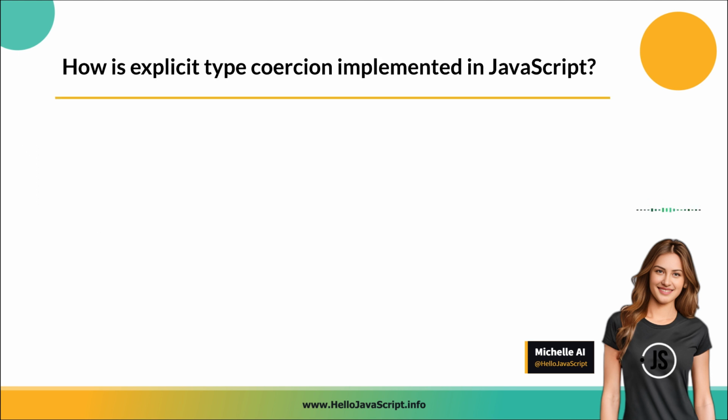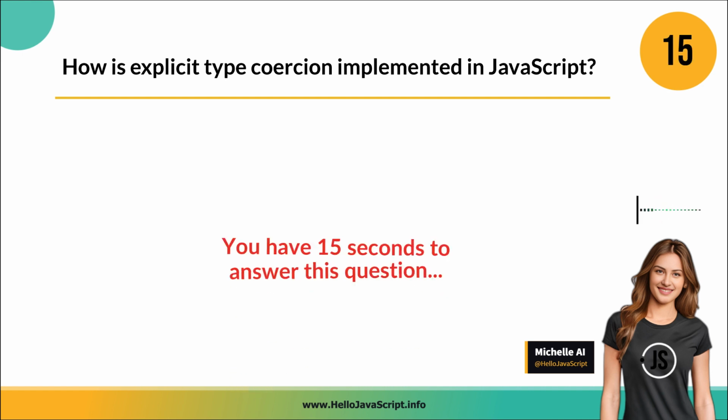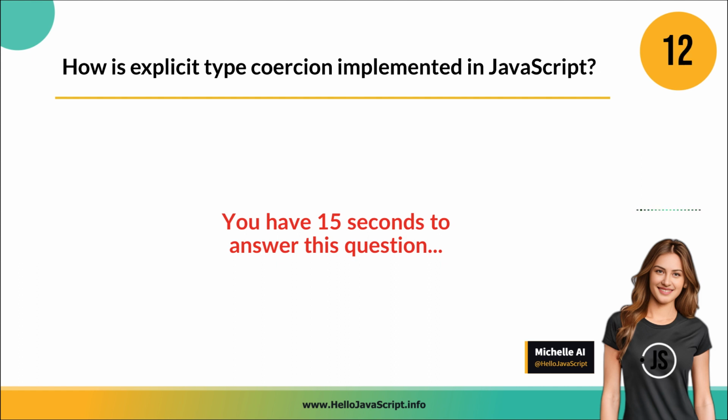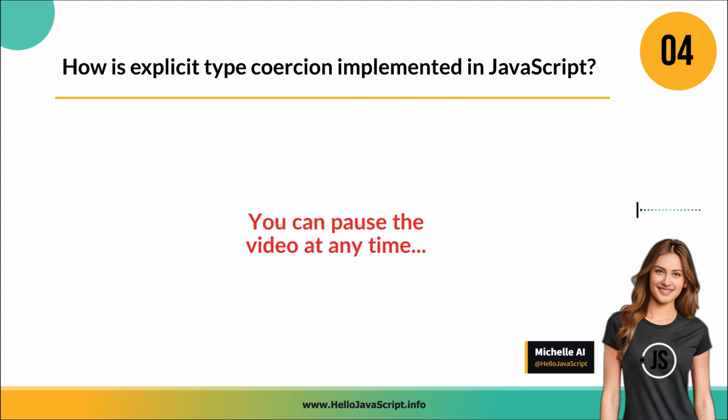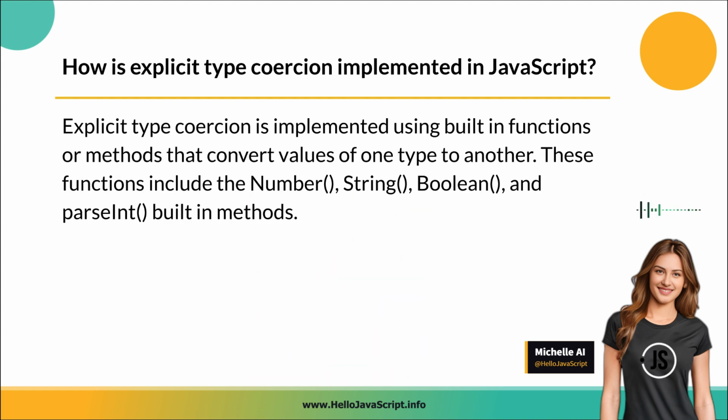Let's move on to the next question. How is explicit type coercion implemented in JavaScript? Here is the correct answer to this question. Explicit type coercion is implemented using built-in functions or methods that convert values of one type to another. These functions include the Number, String, Boolean, and parseInt built-in methods.